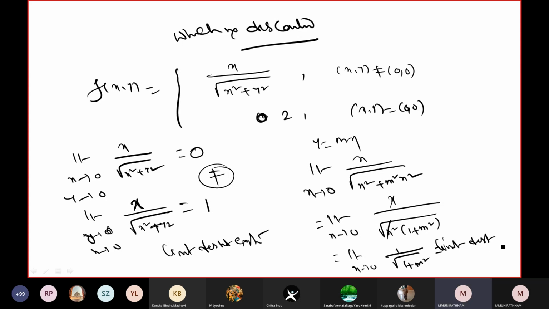If the limit does not exist, it is also discontinuous. Even the limit does not exist, therefore this is discontinuous, okay? Okay na? Any doubts? If any doubt comes, ask.